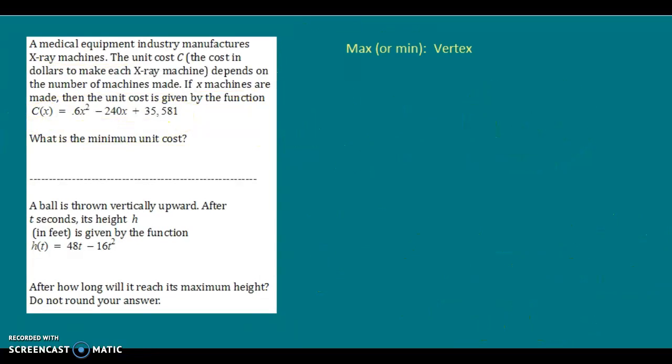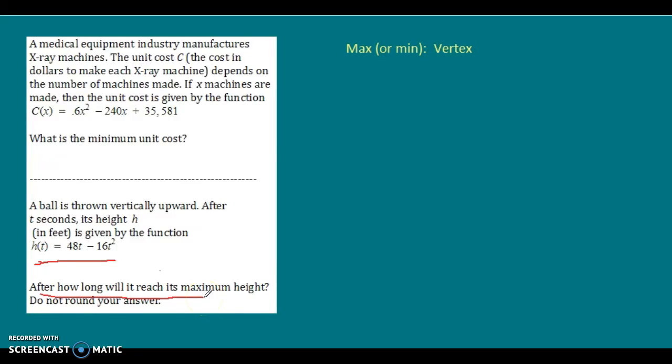For the second problem, on this second problem, they're telling us about a ball that's being thrown in the air, and we can see that there's a specific function that defines its height. That function is given by the height h at any time t is 48t minus 16t squared. And the question in this case is, how long will it take for it to reach its maximum height?